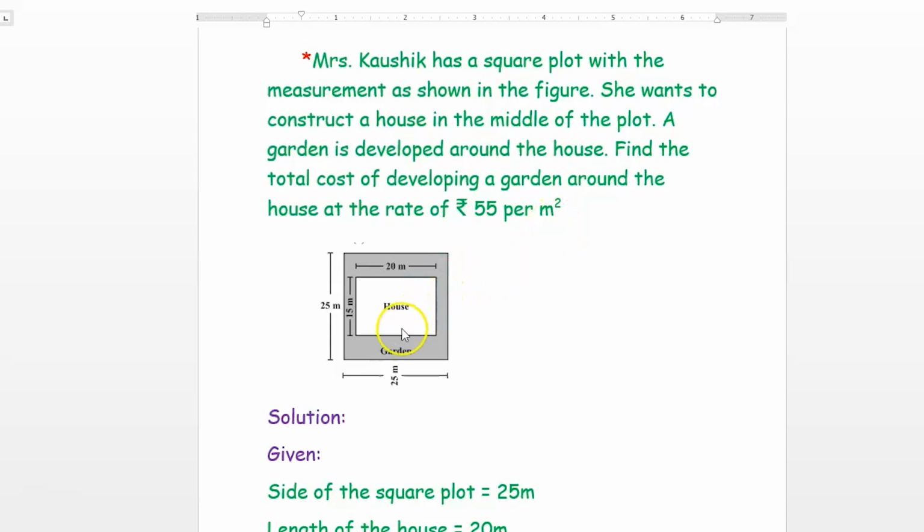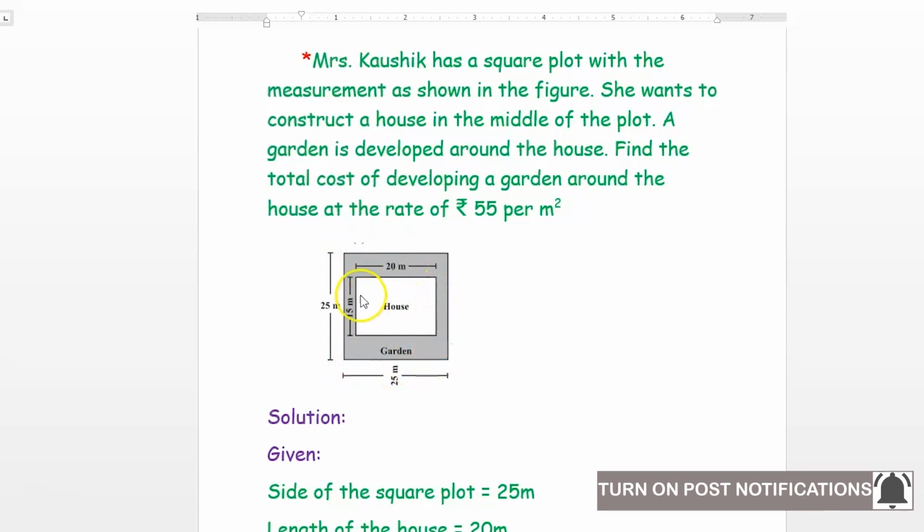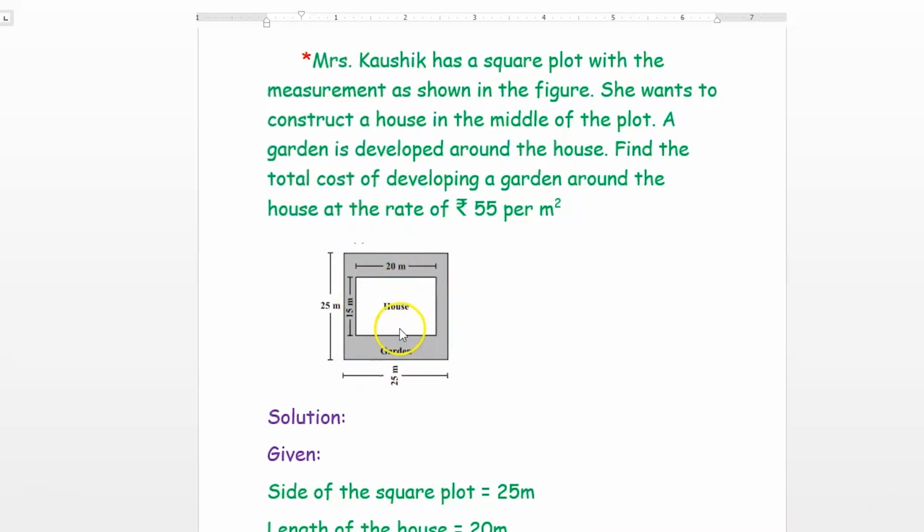So what is given? A square plot is there, and a house is constructed inside the square plot like this. There is a garden around this house. They have given the length and width of the square plot, and the length and width of the house. Now we want to find the area of the garden and multiply that with the given rate to find the total cost. This is what is given.